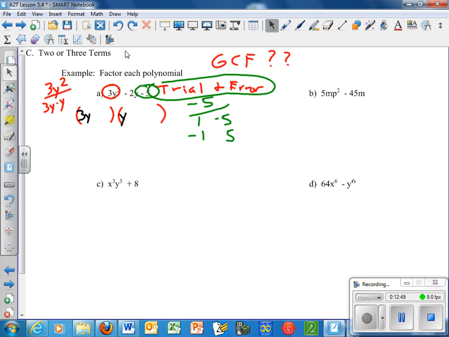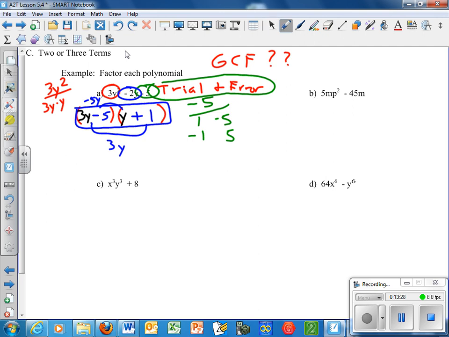So now you switch them. So here's what I'm going to do. I am going to try the minus 5 over on this side and the plus 1 here. Notice now when I do my outside and inside, I get 3y for the outside, negative 5y for my inside, if I was foiling them. When I combine negative 5y and 3y, I get negative 2y. So this would be how that trinomial factors into the binomial 3y minus 5 multiplied by y plus 1.